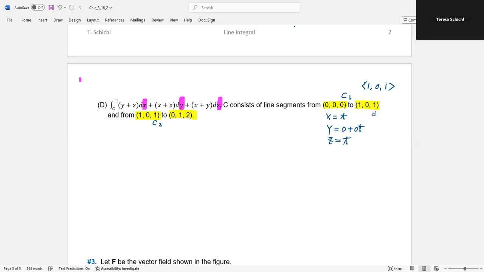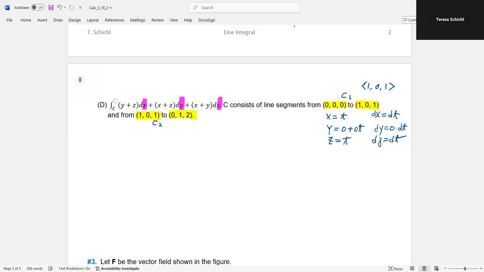So now let's take a look at dx here, going to be dt, right? Because I'm going to do the x, y, and the z. Then the dy here will just be 0 times dt. And the dz here is going to be dt.